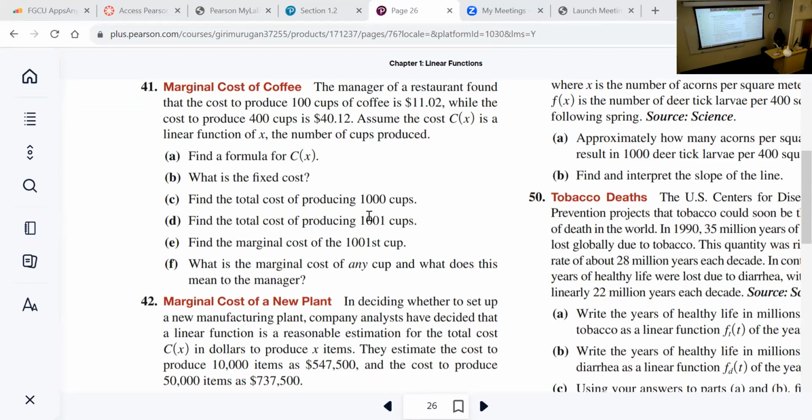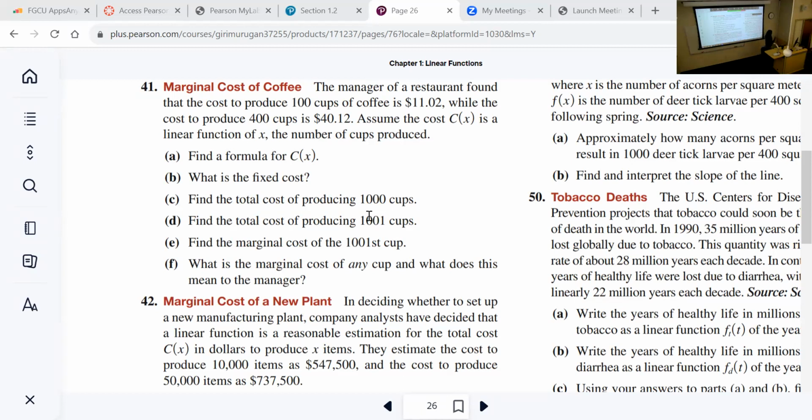X is the number of cups produced. And first step, they want us to find the formula for the cost function. Second, fixed cost. Once we have parts A and B, the rest is easy. Good. So let's take note of the question.